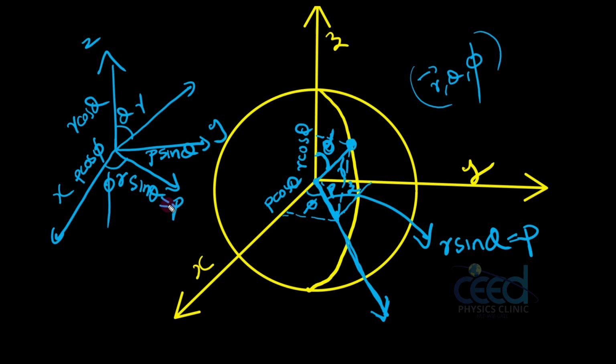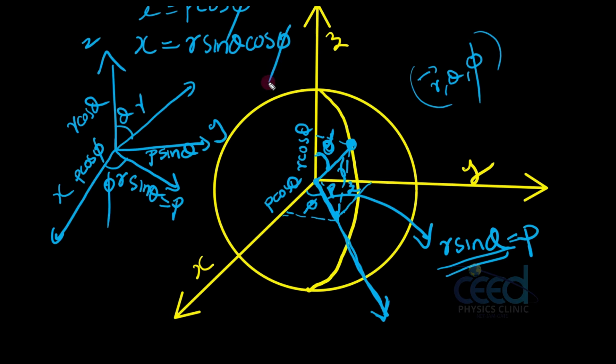X is equal to p cos phi, right? We have x is equal to p cos phi. So I can write x is equal to, what is p? P is r sin theta. So r sin theta cos phi.